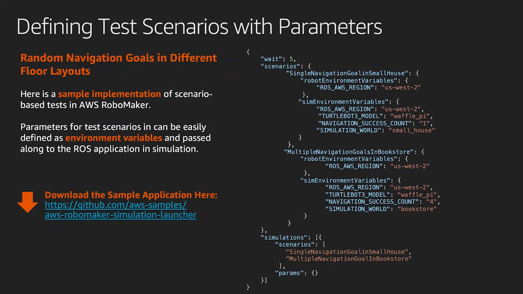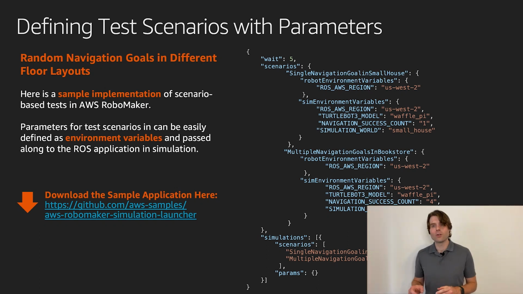So one extensible and repeatable way to define scenario-based tests is through creating a set of environment variables. You can find a helpful simulation launcher tool in our GitHub repository that implements this pattern. Here you can see two scenarios are defined. In the first test scenario, we're testing to see if a robot can reach a single random navigation goal in a small house world. In the second scenario, you'll notice the navigation success count and the simulation world environment variables. We are defining a test to successfully reach 4 navigation goals in another world, the bookstore world.